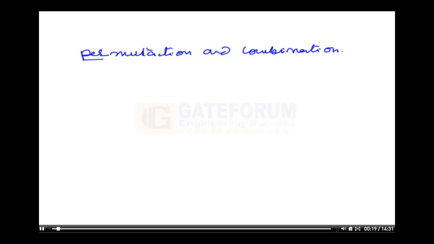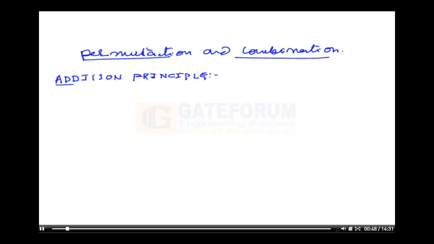We see the definitions of permutation and combination, we learn some basic principles which are required for understanding these two things. First one is the addition principle.